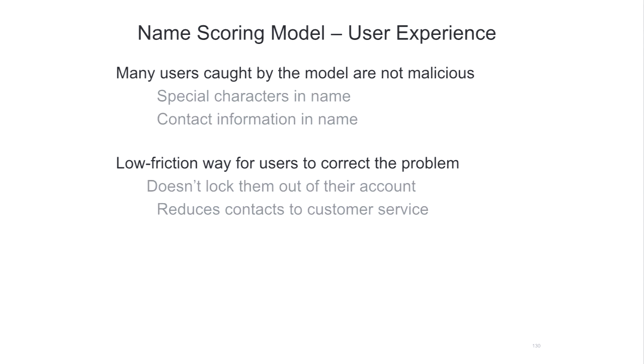Now, how has the user experience been? The best thing is that in a lot of cases, users didn't realize that they had put in some typos, or they had put in their contact information. So they don't realize there is a problem with their name. Basically, they are not malicious. So this has helped them. This is a low friction way to correct the problem for them, and it doesn't lock them out of their account. And for us, it's helpful because it reduces the number of contacts to customer service.